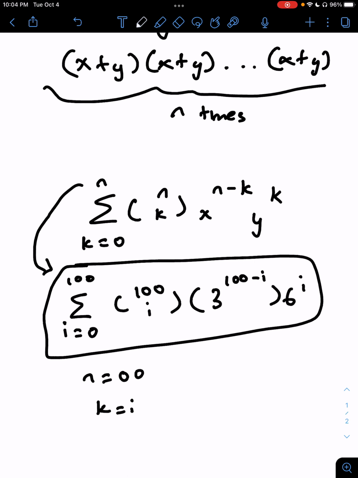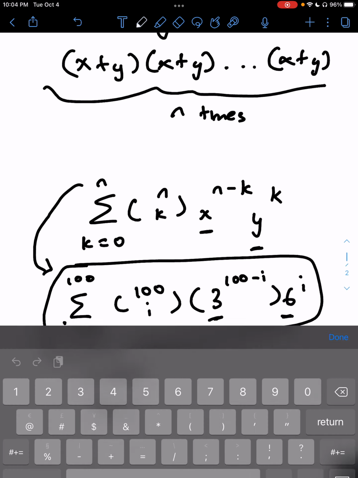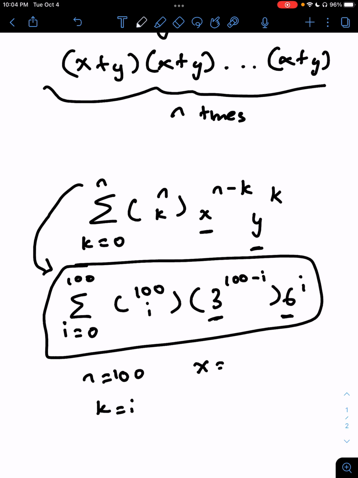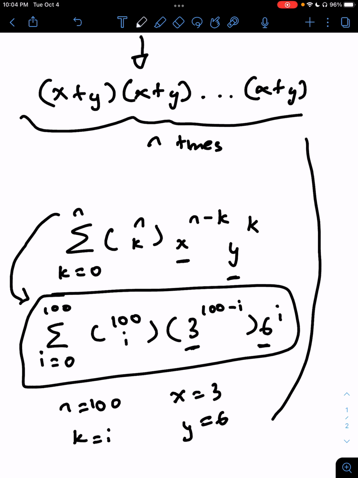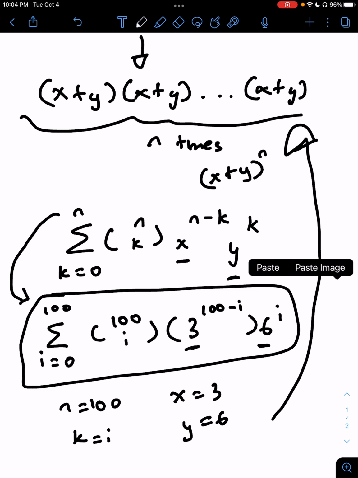What's x plus y here? n is 100, k is equal to i, and then you see how x is raised to n minus k and y is raised to the k? 3 here is raised to the 100 minus i, and then 6 here is raised to the i, which is k. So x is equal to 3, and y is equal to 6, right? So you have x equal to 3, y equal to 6, and then this is the formula for that. I'm sorry, it's a bit messy, but it's just x plus y to the n. That's basically what this means. And we said n is 100, right?